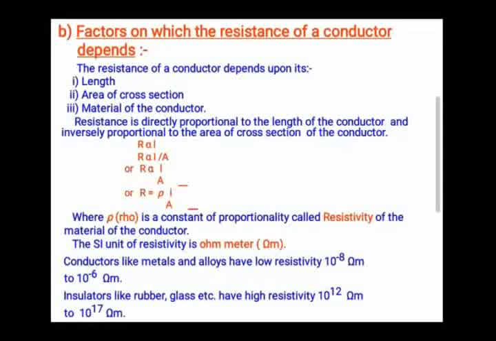Second, area of cross section. The resistance of any conductor is inversely proportional to the area of cross section of the conductor, which means as the resistance R increases, the area of cross section of the conductor decreases. Third, material of the conductor.